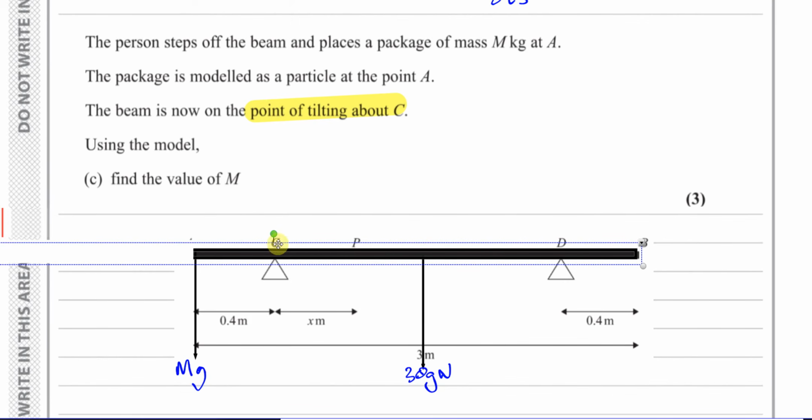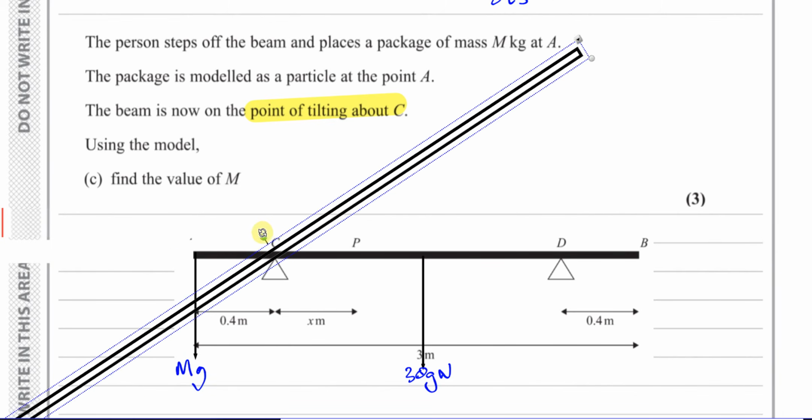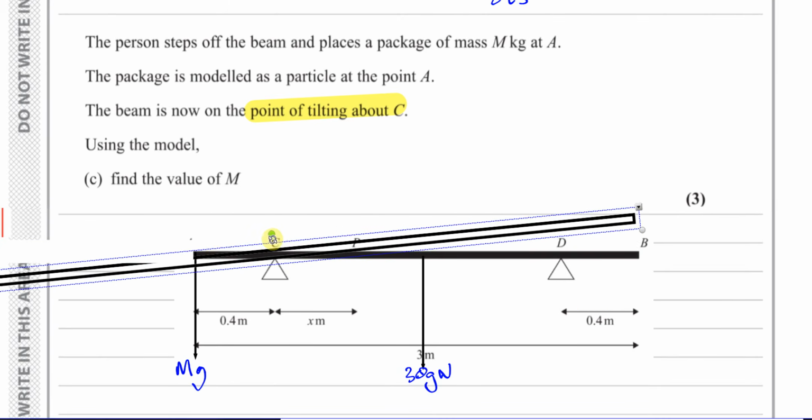So you see, if it's not about to tilt, it's going to stay like this, right? And there'll be a reaction force on D and C. Now, when mg is added to it, when you put a weight over here, it's about to start tilting up. If this weight was any bigger, the whole thing would tilt up like this. So that's what's going to happen.